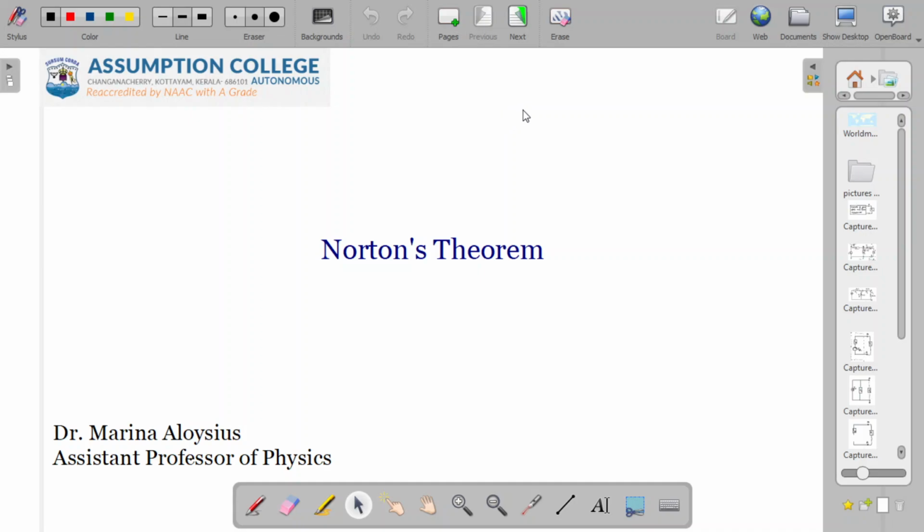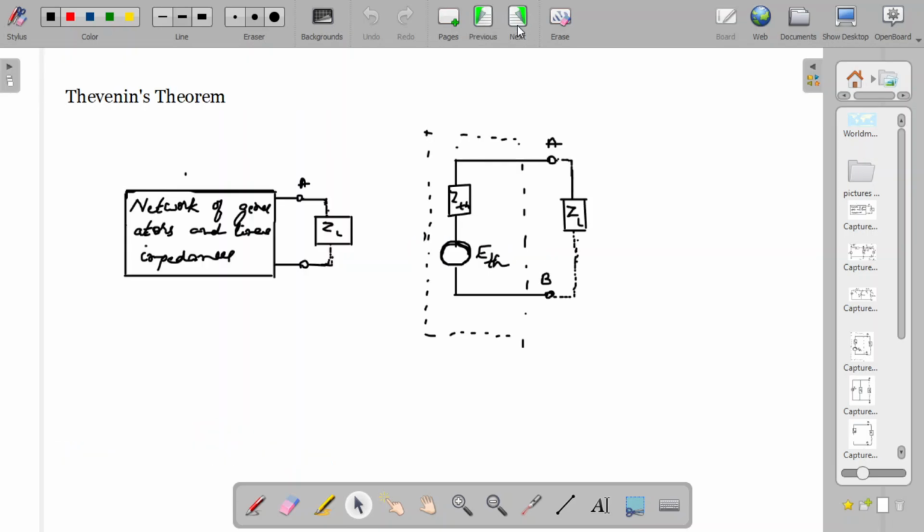Hello dear students, today we shall learn Norton's theorem. In the previous sessions we learned about Thevenin's theorem and we know now how to simplify a complicated network consisting of several linear impedances and generators, and how it can be Thevenized to make it a very simple circuit, and how you can calculate the current flowing through the load resistance.